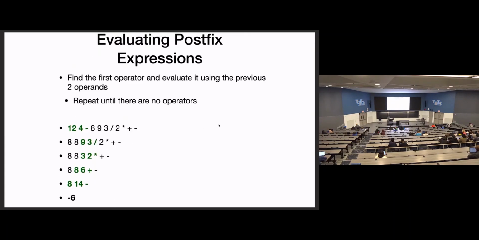When we want to evaluate this, we scan for an operator. The previous two values are operands, and we evaluate it. 12 minus 4, 8. And then just replace that in, right where it was, in place. Scan for the next operator, division. 9 divided by 3 is 3. Scan for another operator. 3 times 2 is 6. We hit a plus. 8 plus 6, 14. Subtraction, 8 minus 14, negative 6.